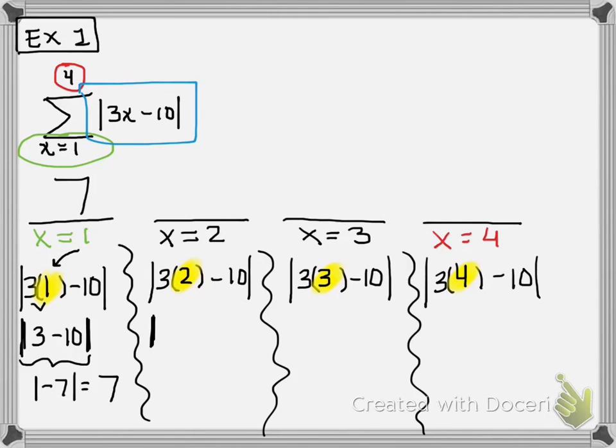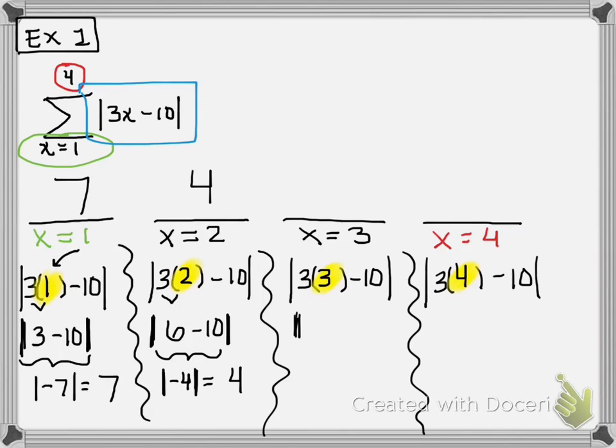Let's try number 2. Same thing. Let's start with the inside. 3 times 2, that's 6, minus 10. And again, that's inside of those absolute value bars. The absolute value of 6 minus 10, 6 minus 10 is just negative 4. But when I take the absolute value of negative 4, I get a positive 4. Okay.